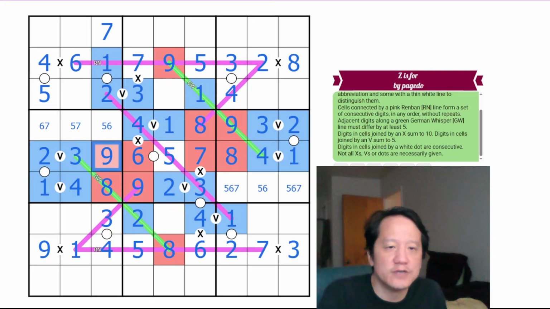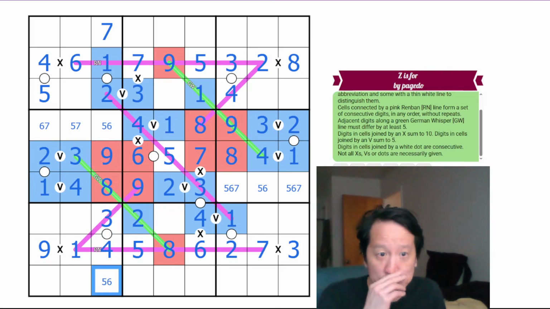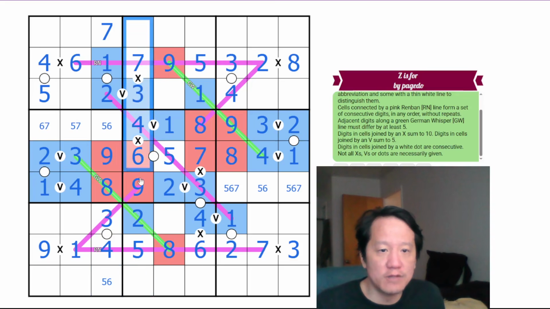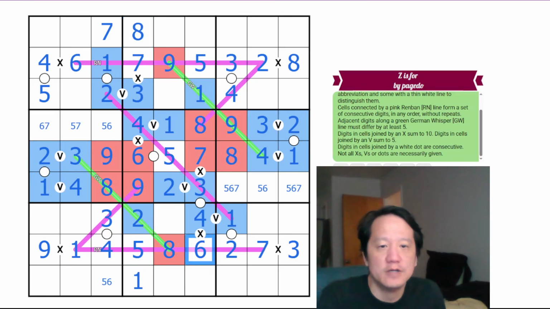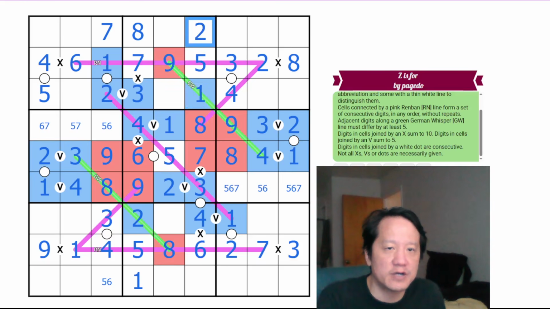So there's no 7 here. This is 5 or 6. Remaining digits of column 4, we have 1 and 8. This can't be 1 because of 1 in the box, so this is 8, which makes that 1. Remaining digits of column 6 are 2 and 9. 9 can't be here because of 9 in the box, so this is 2, which makes that 9.